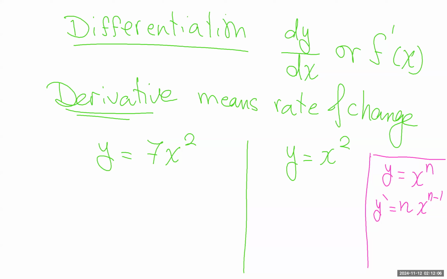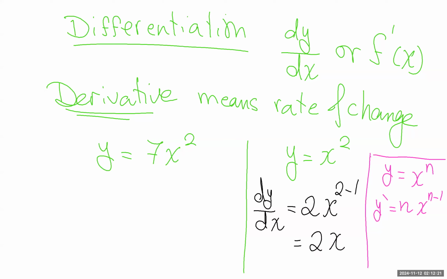Okay, so let us do this one here. How do we get dy by dx? I'm going to put the 2 down, and then I'm going to put x, and then 2 minus 1. There's going to be 2, and then the x is going to be power 1. Is it clear? It's clear, yes.